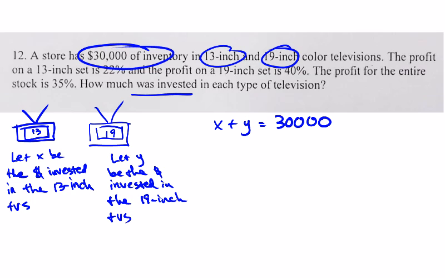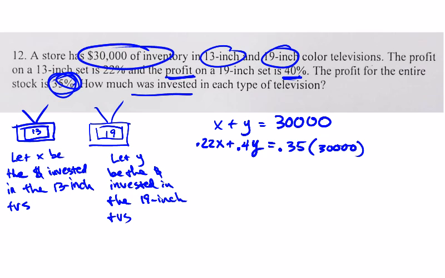And then the second equation will deal with just strictly profit. So if on the 13-inch TV you make 22% profit, that would be 0.22x. So whatever I invest, I'll get 22% of that back. Plus, the 19-inch is 40%. So whatever I invest, I'll get 40% back. So we multiply that by 0.4 equals, and then it says on the entire stock is 35%. So I'm hoping that I will get 35% of 30,000 back when I sell everything. So 0.35 times 30,000.